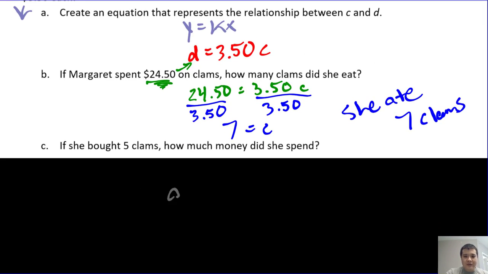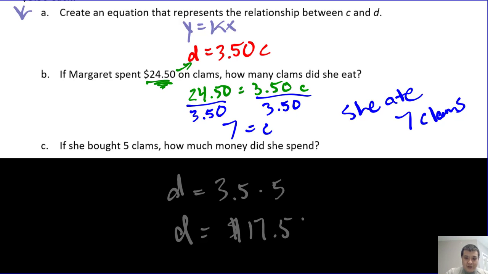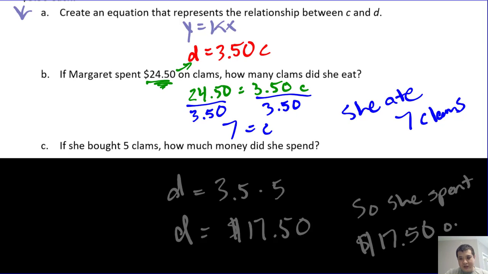So it's going to be D, the dollar amount, equals 3.5 times 5. And when we do that, we find out that D equals 17.50. So she spent $17.50 on clams.